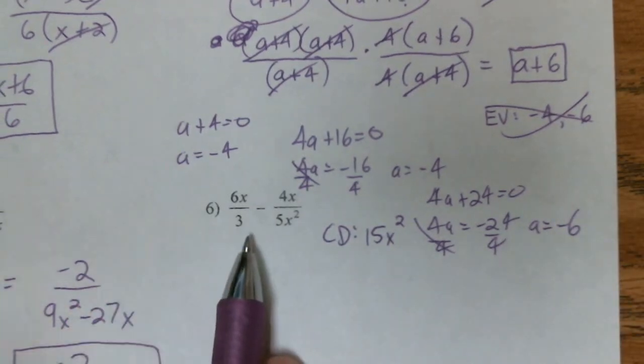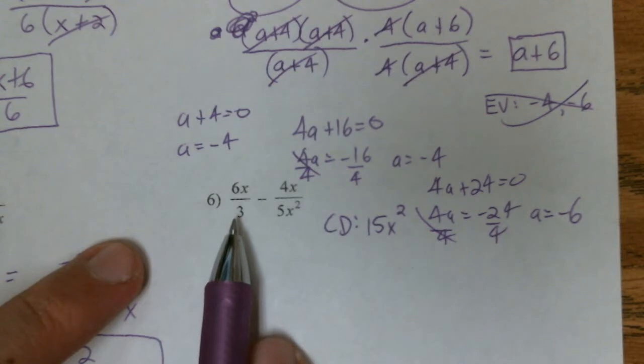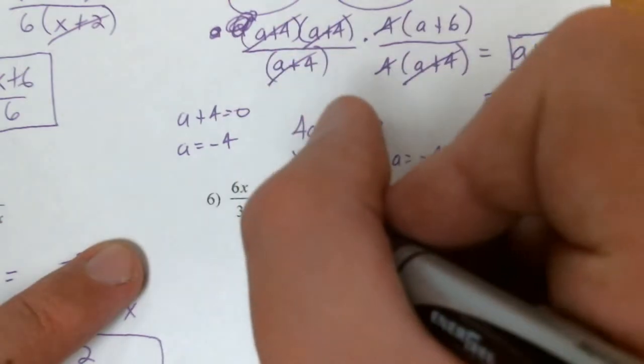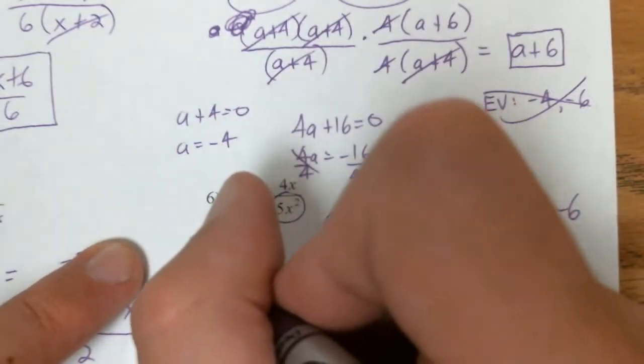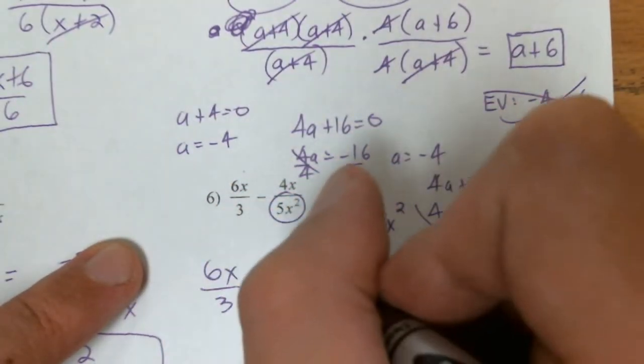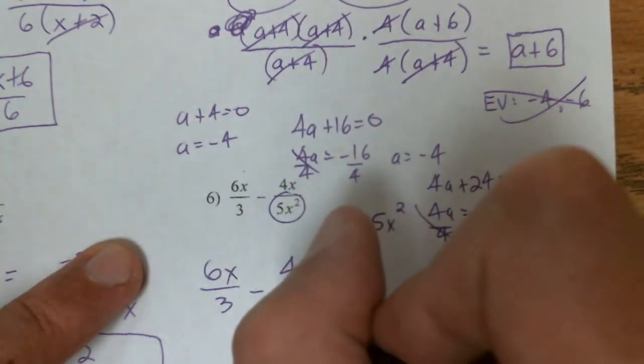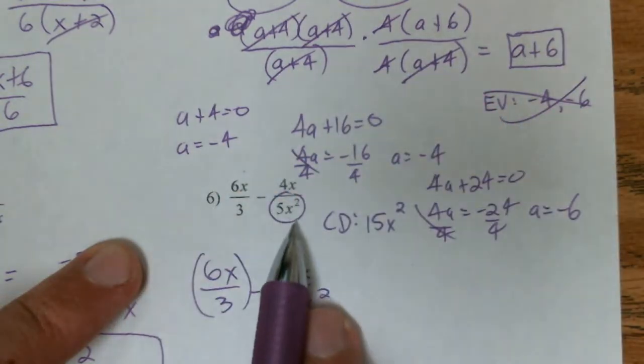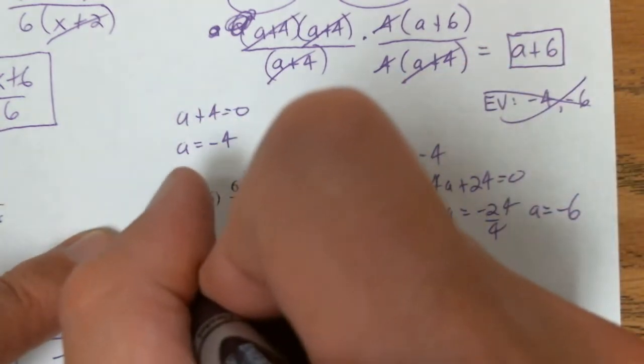Okay, so now that the denominators are different, I got to look and see, okay, what is this piece missing? What do I have to multiply 3 by to get 15x squared? And it's going to be this guy. I need to multiply, let me rewrite the problem. I need to multiply this fraction by the missing piece, just like I talked about at the beginning of the video.